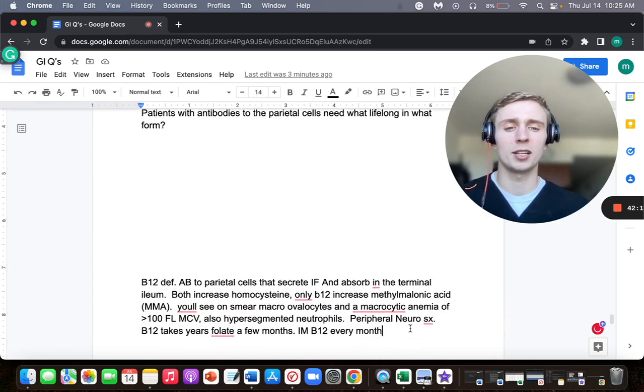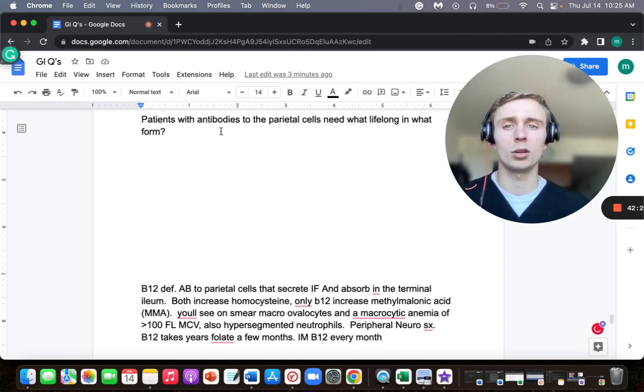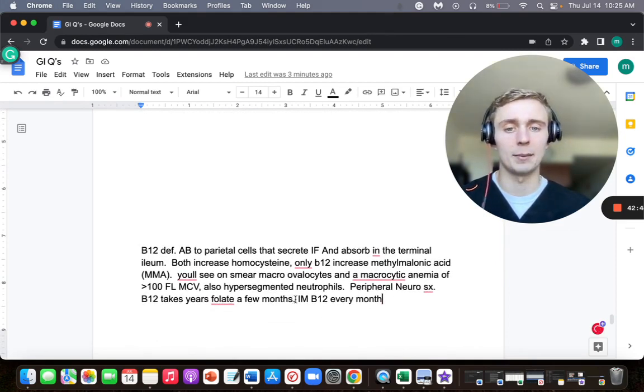With B12 deficiency, you're going to see peripheral neuro symptoms, most importantly, and B12 takes years to develop, whereas folate just takes months. And what are we going to do in patients with antibodies to the parietal cells, so pernicious anemia, who need lifelong B12 in what form? For pernicious anemia, we're going to give them IM B12 because that bypasses the GI tract. So if they have these parietal cell antibodies, that's pernicious anemia, they need IM B12 for life, every month. And of course, not oral, IM, because it bypasses the GI tract.